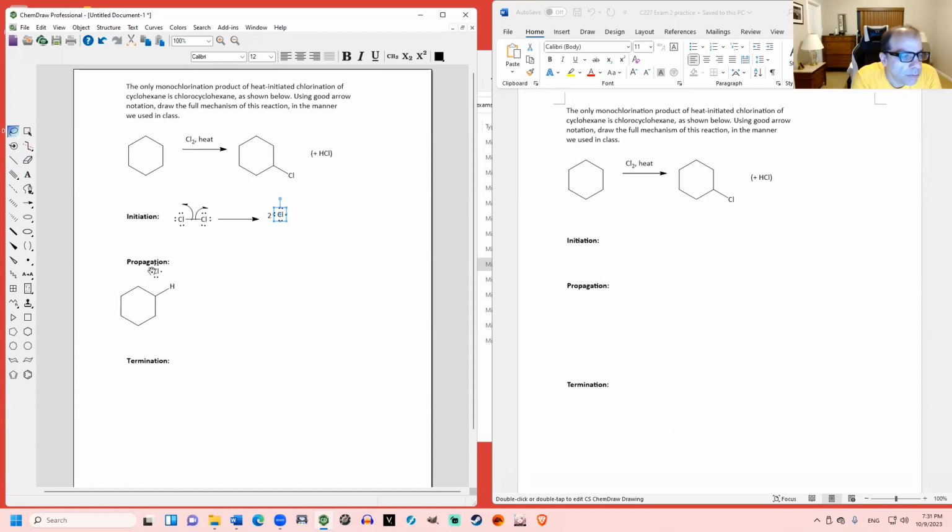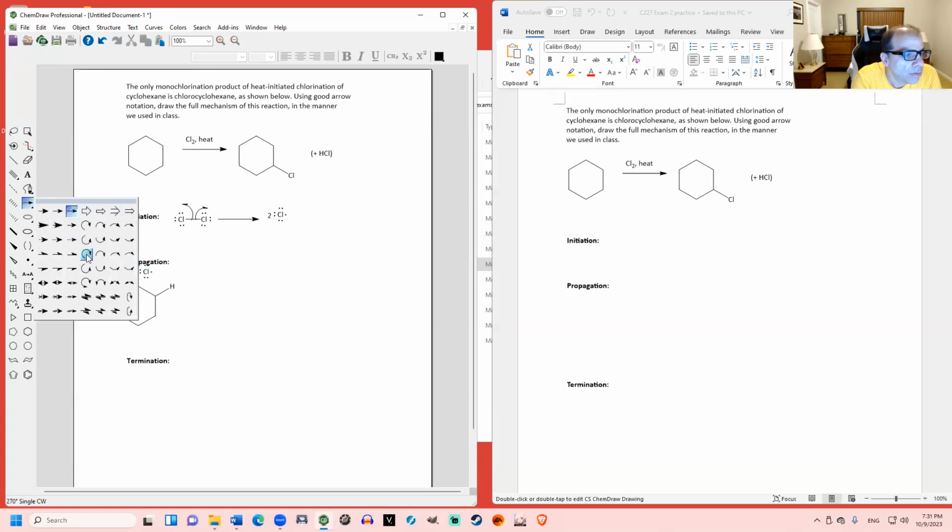So, once again, we react the single electron on the halogen. And don't memorize that it's Cl, it could just as easily be Br. And we take one electron from the carbon-hydrogen bond and the other electron from the carbon-hydrogen bond goes onto the carbon and makes a hydrocarbon radical.